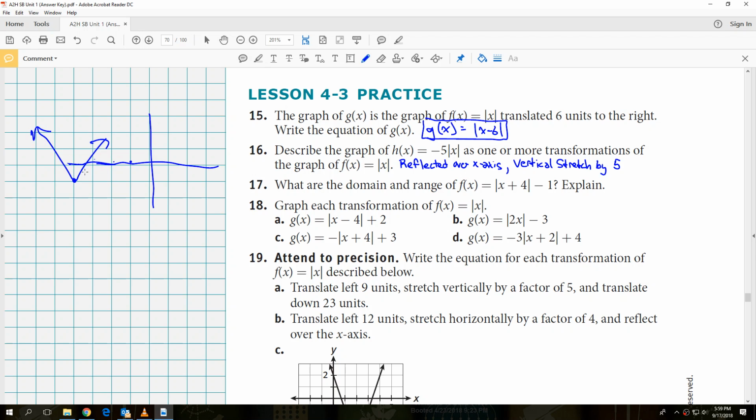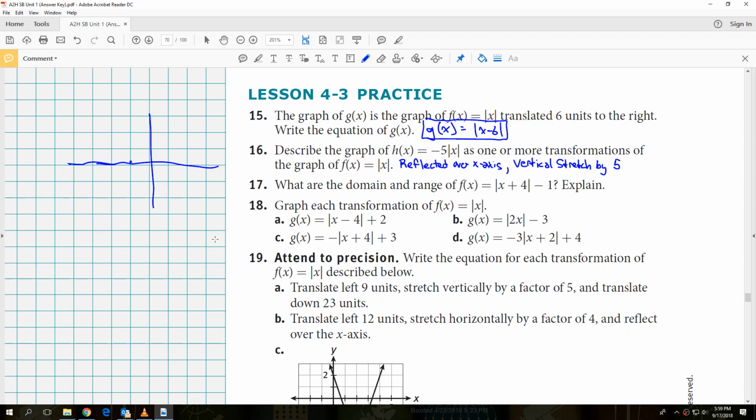The important piece is that horizontally, this is going to go forever left, forever right. So the domain is going to be all reals. The range vertically, well, we have nothing down here. Okay, so we start at -1 and we go up to positive infinity for the range.